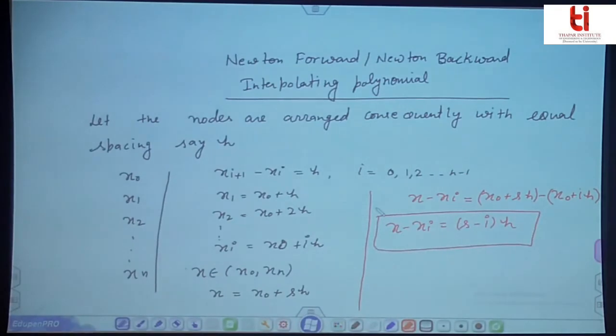Now what we are doing here is arranging node points in such a way that the spacing is equal. In Newton divided difference and Lagrange formula, there was no restriction on the node points. Nodes may or may not be equally spaced. But here, whenever the nodes are at equal spacing h, we can modify the Newton divided difference formula into a different form. How can we do that?